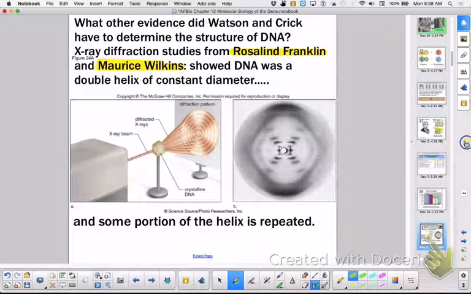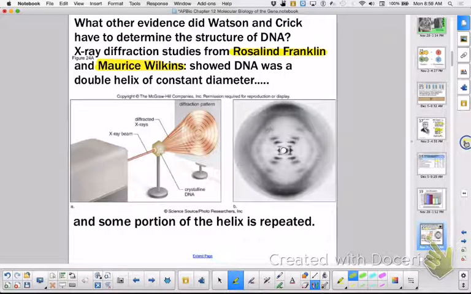Now I want to show you something so that you can tell what this would be. Have you ever seen a spiral staircase? Imagine you're at the top of a spiral staircase and looking down through it. That's what you're seeing here, like the steps spiraling down. So they could see that there were repeating patterns, it was the same diameter, and there were spirals.